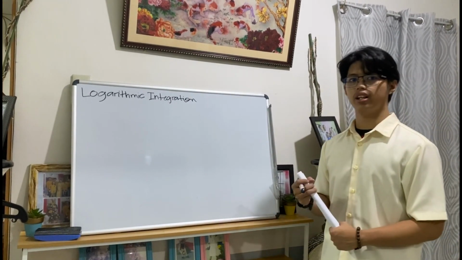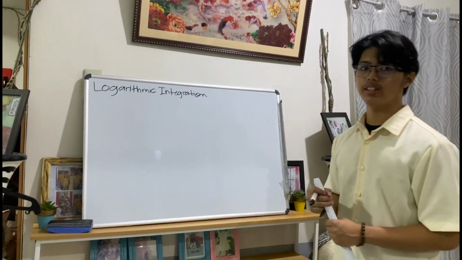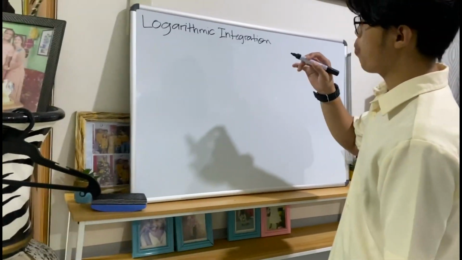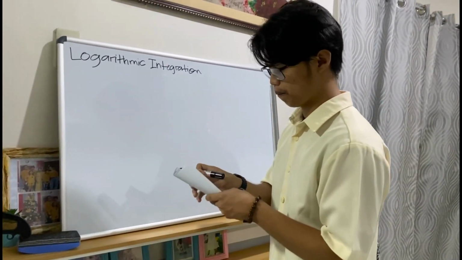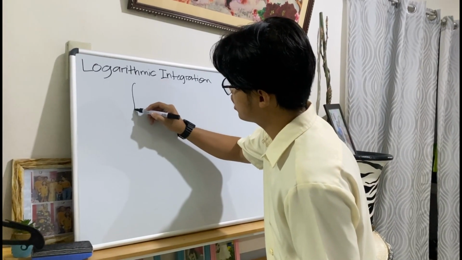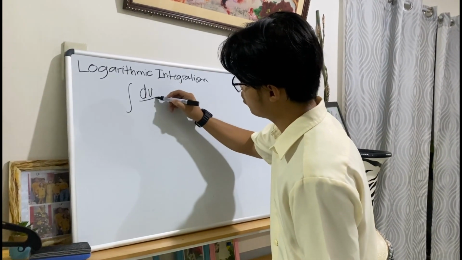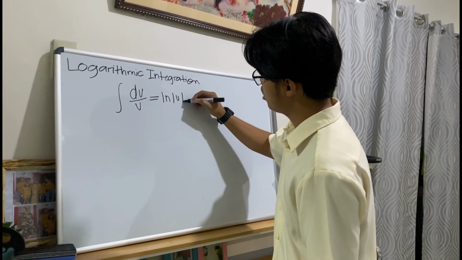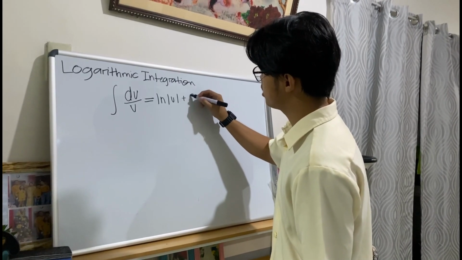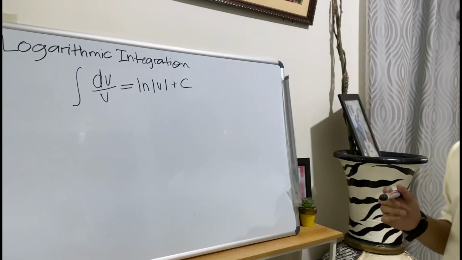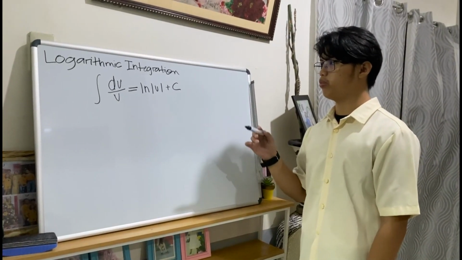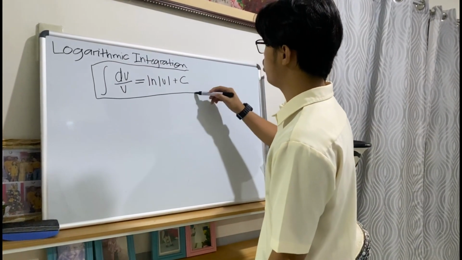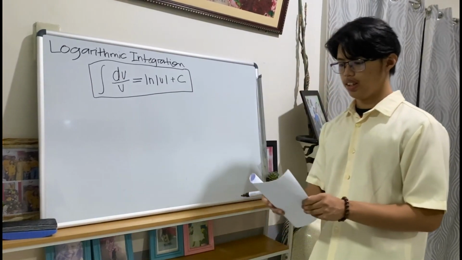When solving logarithmic integration, we just need to follow this formula. We have this integral of du over u, which will give us the answer of ln absolute value of u plus c. So in order to solve problems involving logarithmic integration, we just need to follow this formula to get the answer.